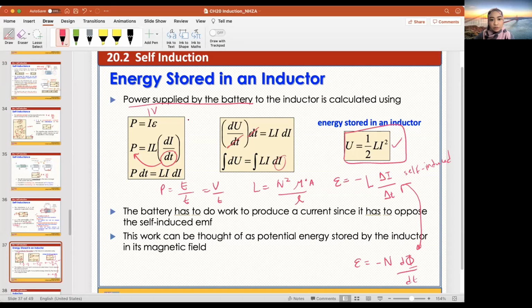So what do you have to know from this slide? You have to know P equals to I EMF. This refers to the power supplied to the inductor, and U equals to 1 over 2 Li squared. Okay, so that is that. So we have now 4 equations. Basically 3, this one you already know. So 1, 2, 3. U equals to 1 over 2 Li squared.